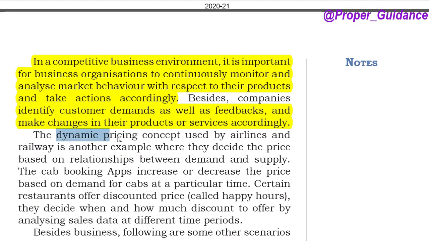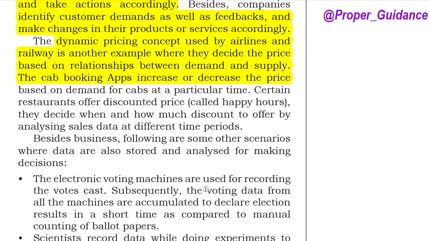The dynamic pricing concept used by airlines and railways is another example, where they decide the price based on the relationship between demand and supply. The cab booking apps increase or decrease the price based on demand for cabs at a particular time. Certain restaurants have a discounted price called happy hours. They decide when and how much discount to offer by analyzing sales data at different time periods.